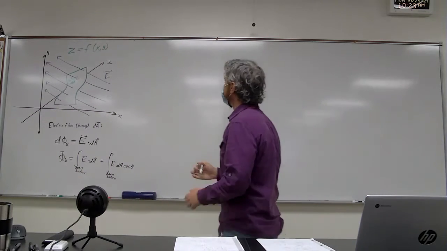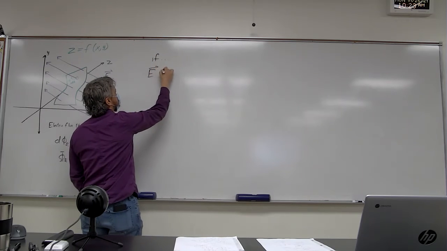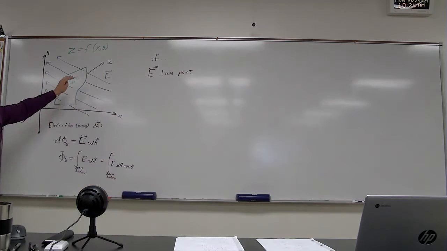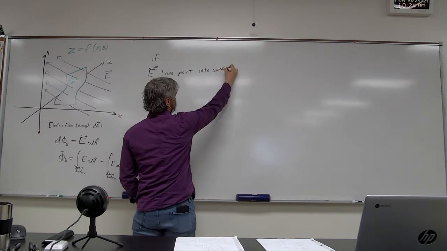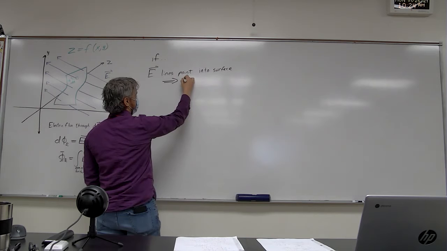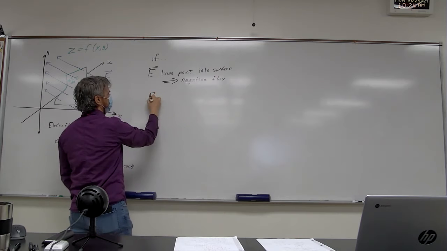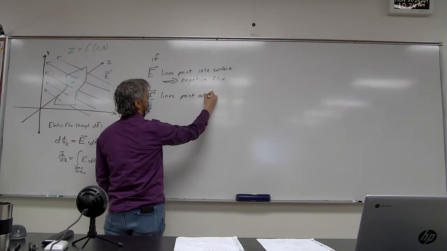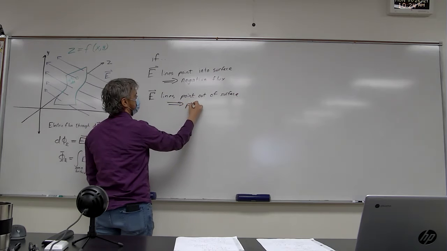Remember that we defined electric field lines. Now here it's not quite so obvious, but when we have a closed surface, electric field lines point into the surface. We say that that is negative flux. If the lines point out of the surface, we say that's positive flux.